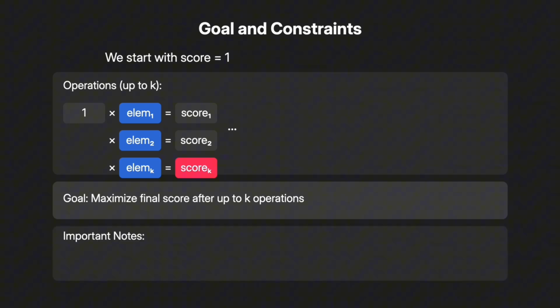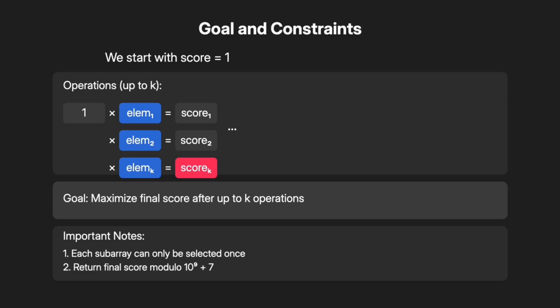There are two important constraints to remember. First, each subarray can only be selected once. This means we need to strategically choose which subarrays to use. Second, since the score can get very large, we need to return the final score modulo 10 to the power of 9 plus 7. The challenge is figuring out which subarrays to choose and in what order to maximize our final score.